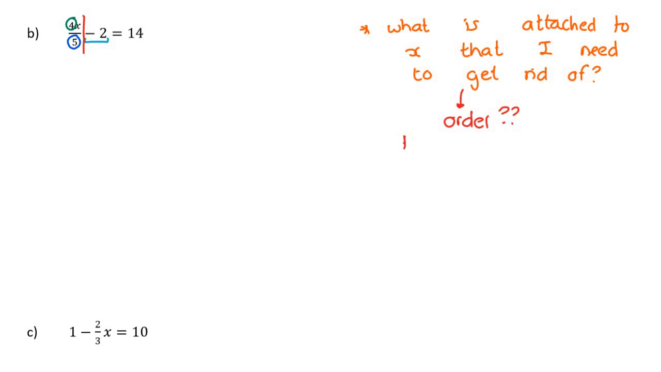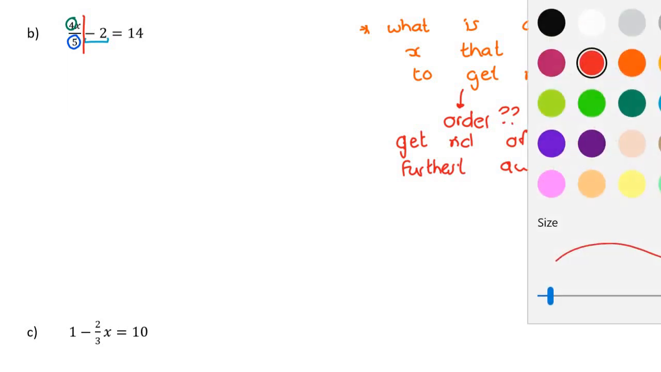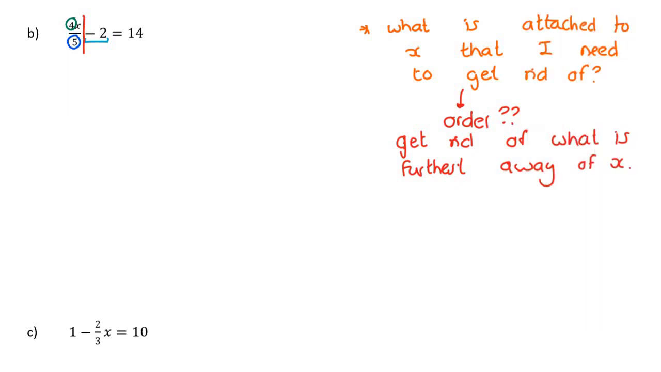So I'm just going to write myself a note here. Get rid of what is furthest away from x. Now what's always going to be furthest away from x is anything that's not in the same term as it. Now this subtract 2 is not in the same term. So I'm going to get rid of subtracting 2 first, and I didn't even write it down.